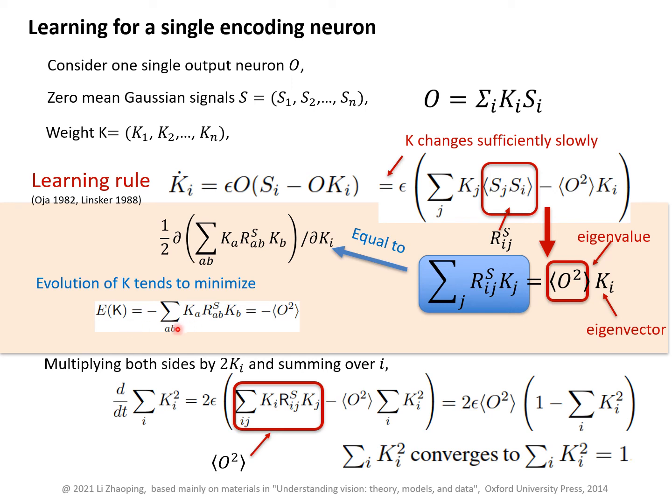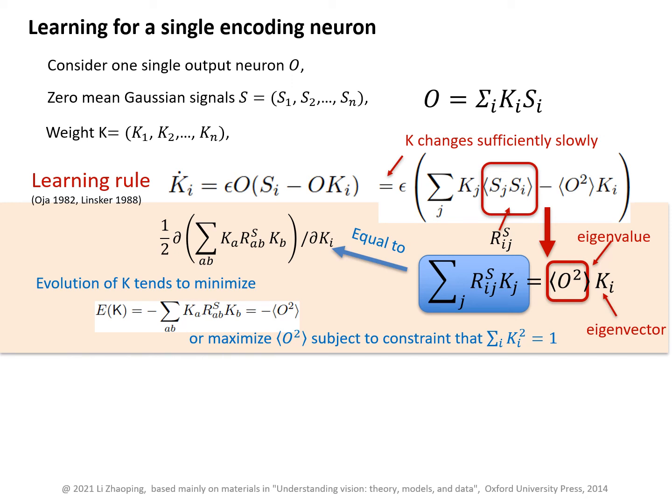And since this is equal to O squared, that means it is trying to maximize the average O squared, with the constraint from the second term to normalize the weight vector. And so after the learning, not only is this weight vector going to be an eigenvector, it is actually the principal eigenvector, because the eigenvalue, the ensemble average of O squared, is going to be maximized. So it's the eigenvector with the maximum eigenvalue, the principal eigenvector.